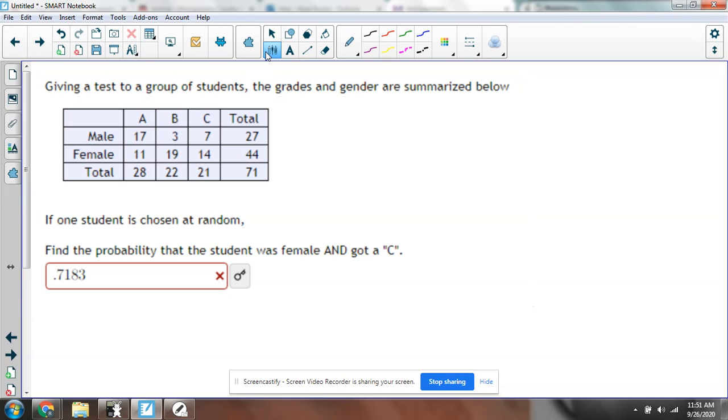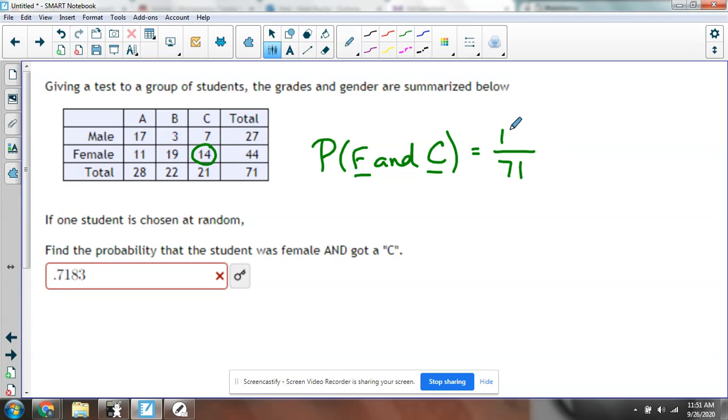Giving a test to a group of students, the grades and genders are summarized below. It says, find the probability that a student was a female and got a C. Well, probability of female and got a C. Well, if you don't have the table, you can use the multiplication rule, but here we have the table. So out of the entire group of 71 students, how many of them were females that got a C? Well, that's just going to be this group.